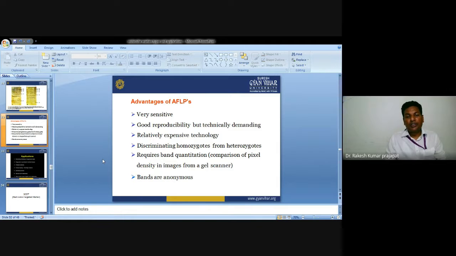It requires band quantitation, comparison of pixel density and all, because it produces a large number of bands. So quantitation of the bands is very important. How can we do band quantitation? Bands are anonymous. Suppose we are generating a large number of bands, they are anonymous. So to identify a particular significant band from the pool of bands is very important.